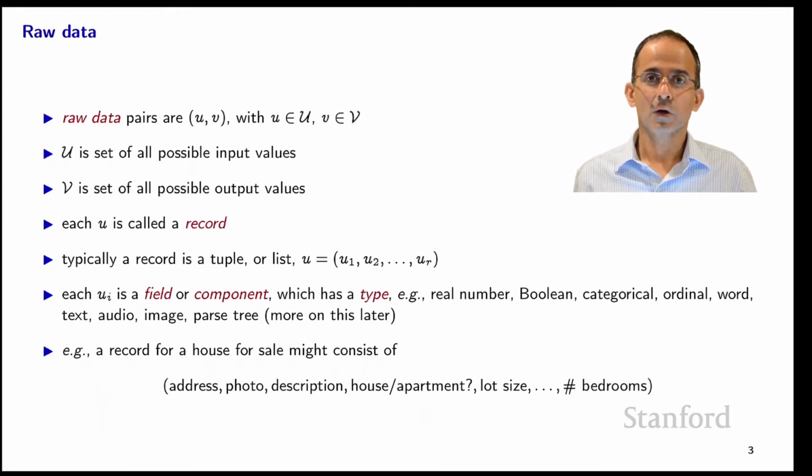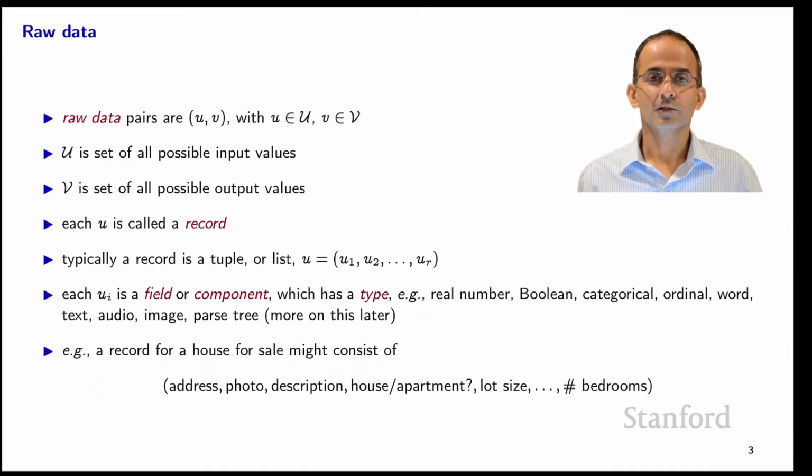The elements of U are called records, and typically they're a list of attributes of the data. These attributes, which will index the U's, are called fields or components of the data. Notice here the i is a subscript on U. When we use a superscript, that means the ith record. When we use a subscript, that means the ith field of a record.